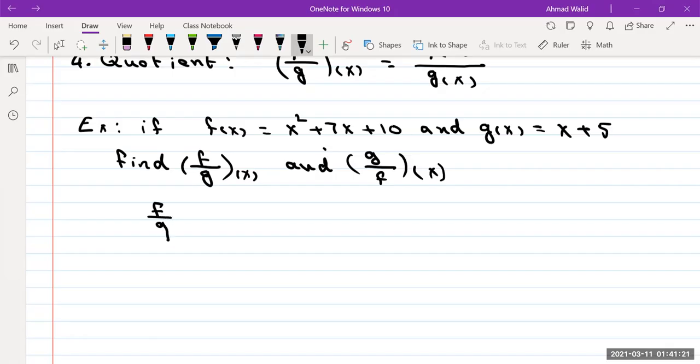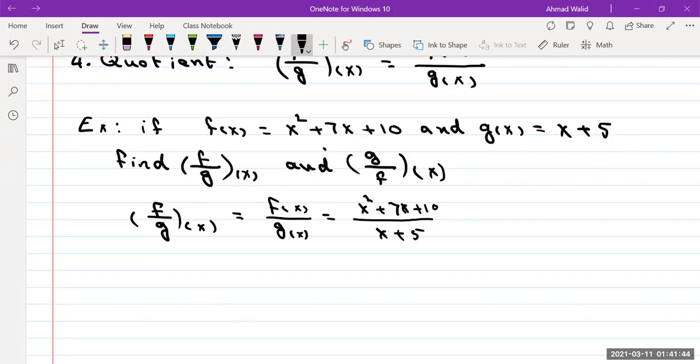F over g of x equals f of x over g of x. Replace the values. What is my f of x? X squared plus 7x plus 10. What is my g of x? X plus 5. If you can factor and simplify, please factor and simplify. But if you cannot, that's your answer. But here you see we can factor the top.